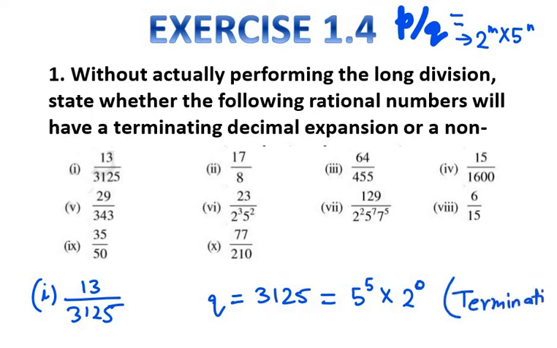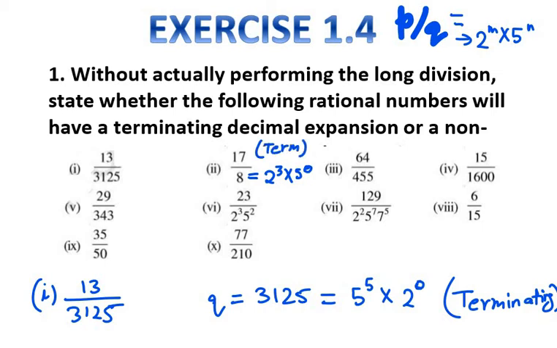Whenever we have the form of 2 raised to power m into 5 raised to power n, it will be terminating. If it is not in the form of 2 raised to power m into 5 raised to power n, therefore we can say that they are non-terminating. Now the second one, 8. 8 can be written in the form of 2 raised to power 3, that is 2 raised to power 3 into 5 raised to power 0, because 5 raised to power 0 is 1 and every number has a factor 1. So therefore this is terminating again.